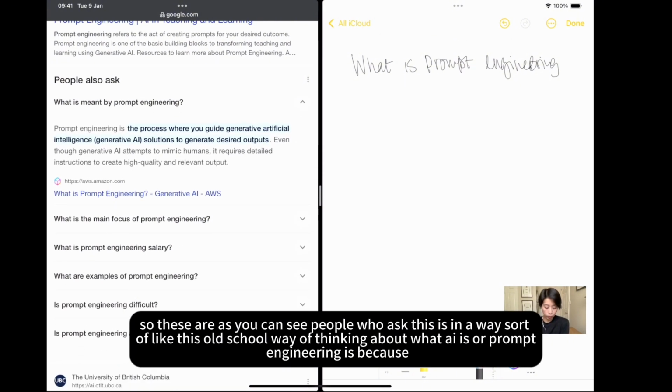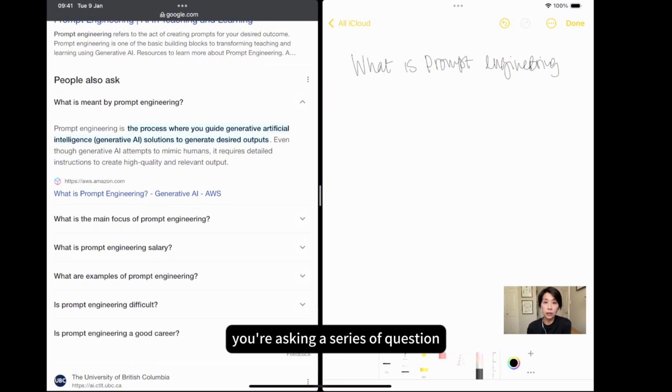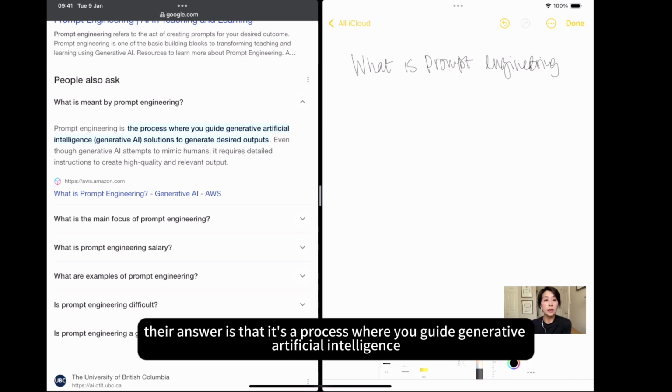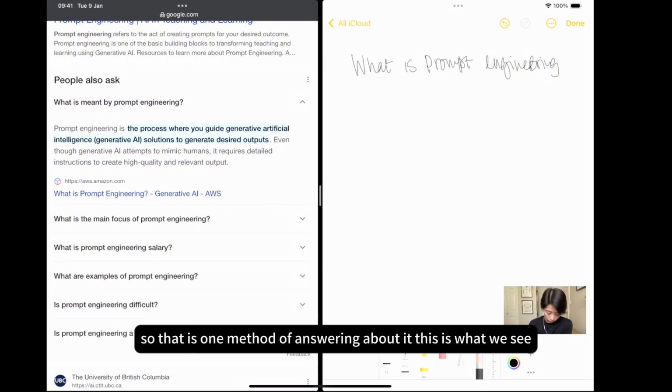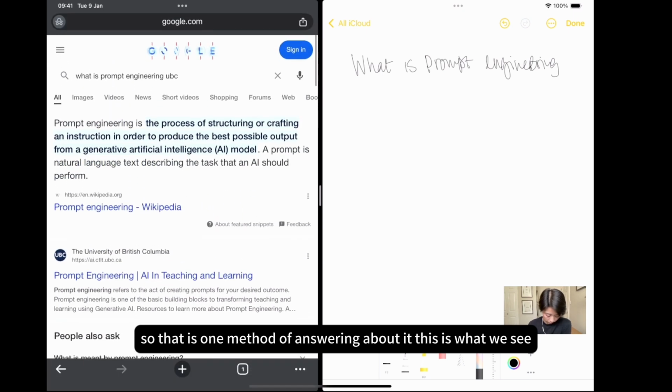These are, as you can see, people also ask. This is, in a way, sort of like this old school way of thinking about what AI or prompt engineering is, because you're asking a series of questions. You can see that Amazon's answer is that it's a process where you guide generative artificial intelligence, so Gen AI solutions, to generate desired outputs. So that is one method of answering it.